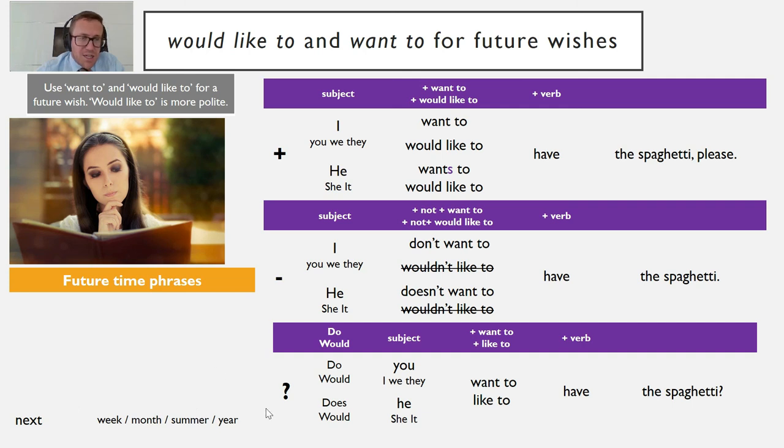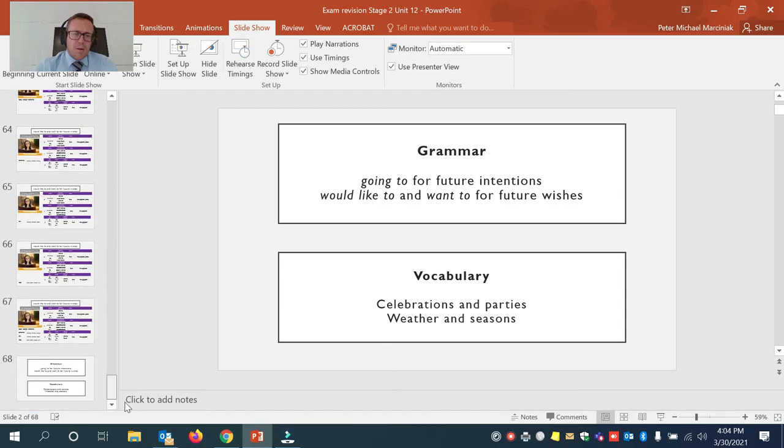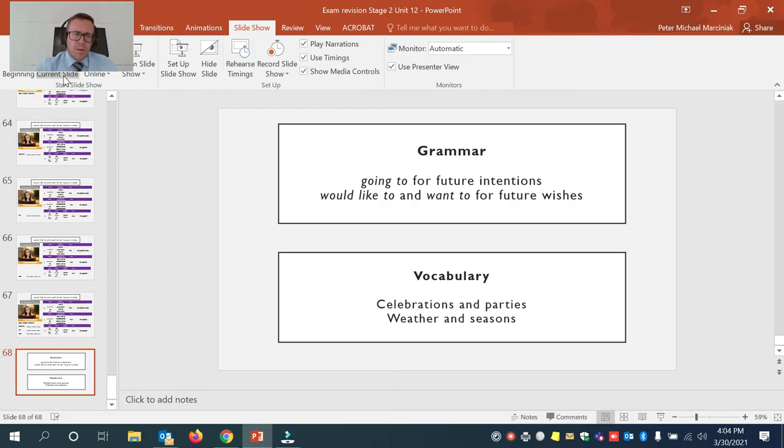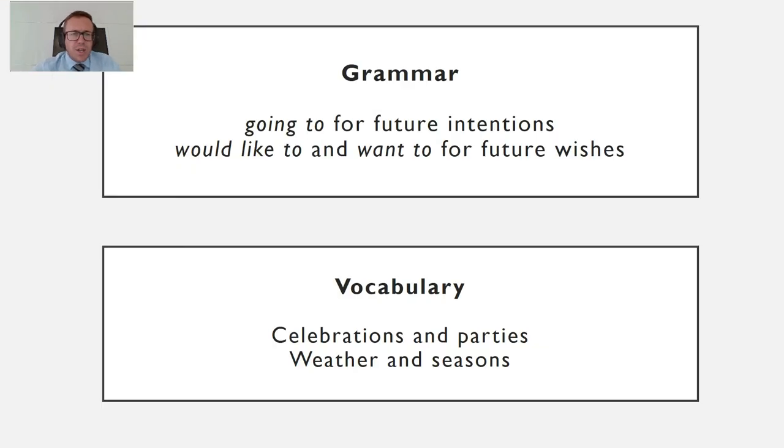Okay, so this is would like to and want to for future wishes. So in this unit, we studied the grammar of going to for future intentions, would like to and want to for future wishes, and the vocabulary was celebrations and parties, and weather and seasons. Okay, good luck with your revision.